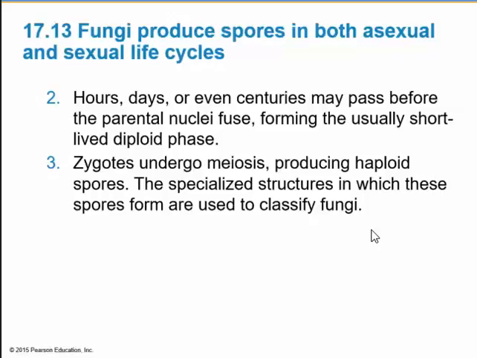And then at the right time, the two haploid nuclei fuse, producing the diploid phase. They produce zygotes, but the zygote is as far as it goes. The zygotes undergo meiosis, producing the haploid spores. Now, how we classify the fungi are the specialized structures that they use to reproduce.